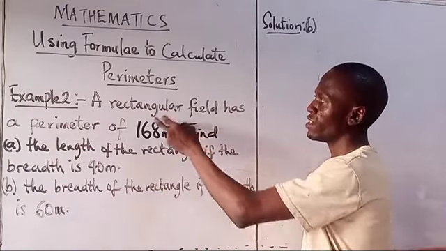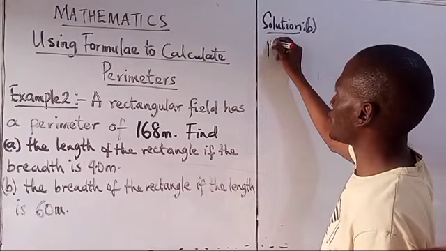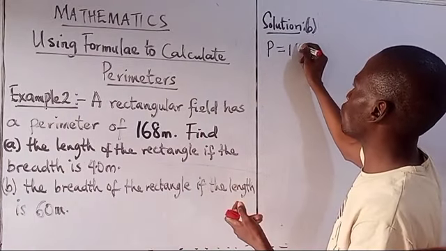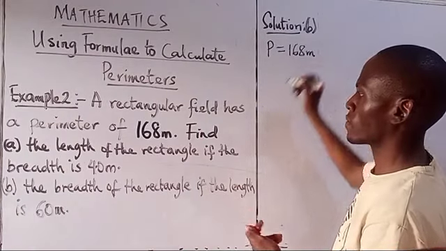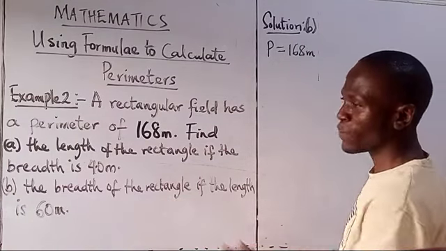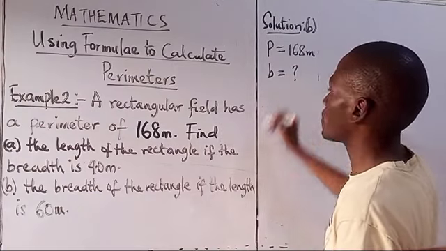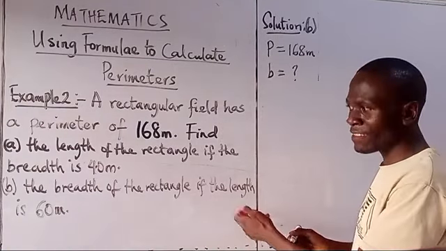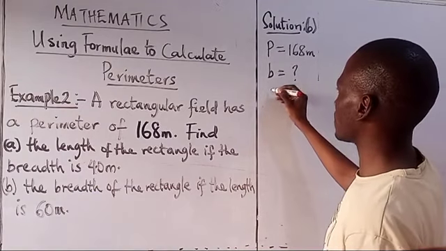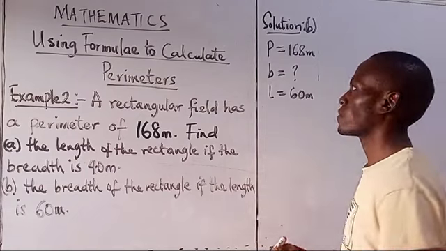Let's start again. A rectangular field has a perimeter, P, of 168 meters. Find the breadth of the rectangle. The breadth, which means we don't know B. If the length is 60 meters, length is 60 meters.